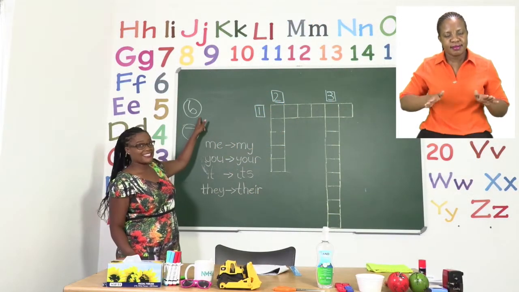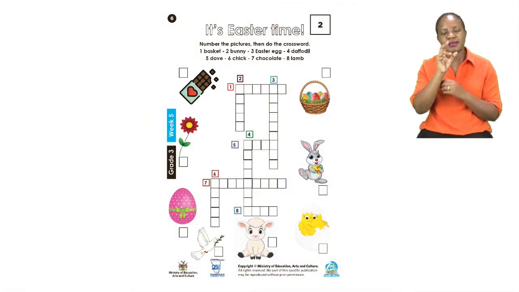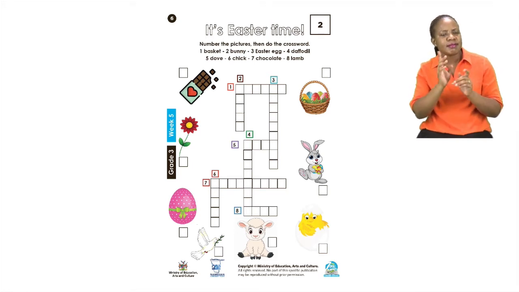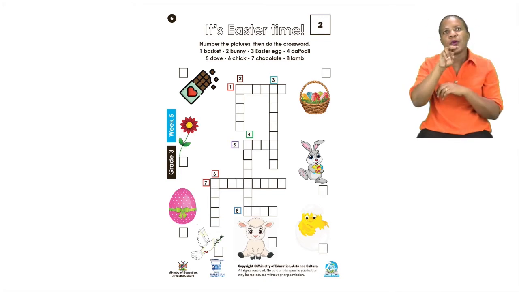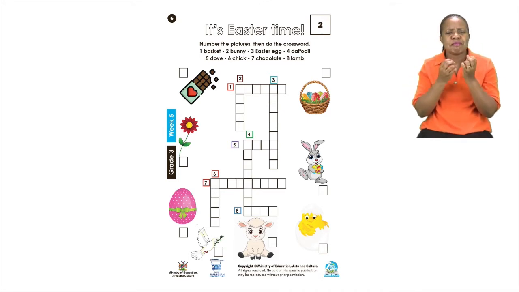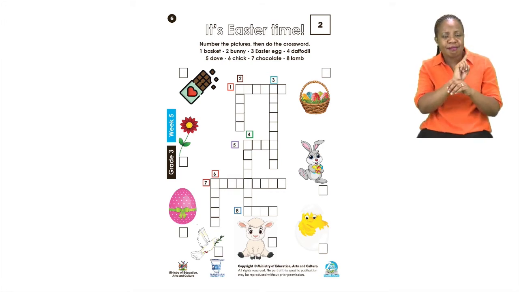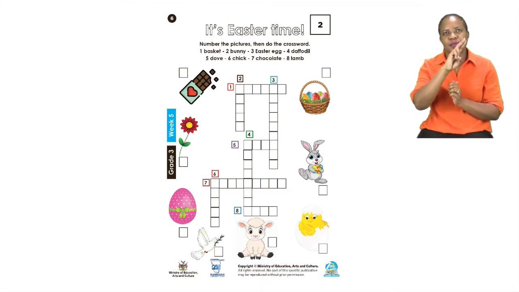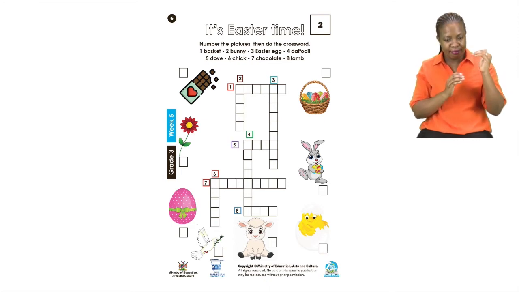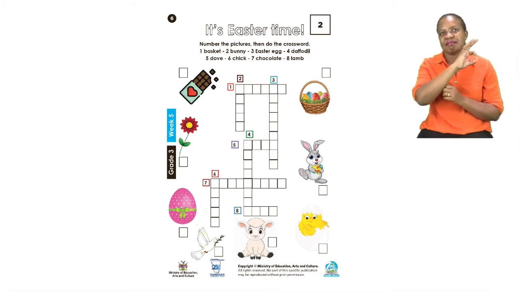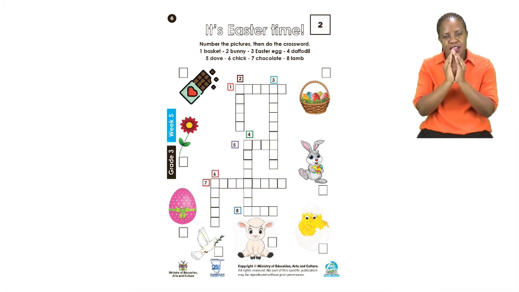Let us turn to page 6. On page 6, we are talking about Easter. And Easter is full of so many beautiful things, like the ones that we can see. We have a few pictures, and it will be first your job to number the pictures. So the first picture that we can see is, of course, a bar of chocolate. Delicious. And then the next one we can see under the chocolate is a flower. And then after that, we can see that we have an Easter egg. So you will continue to number each and every picture. And don't be shy to ask if you don't know what each picture is.